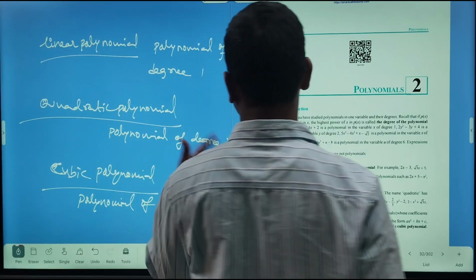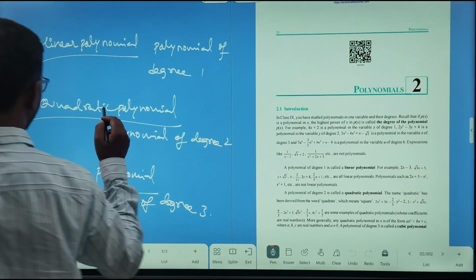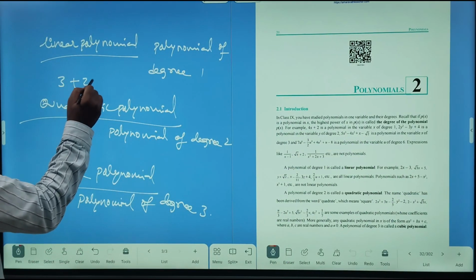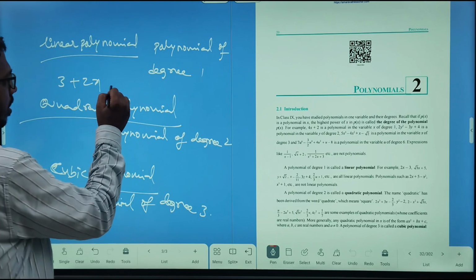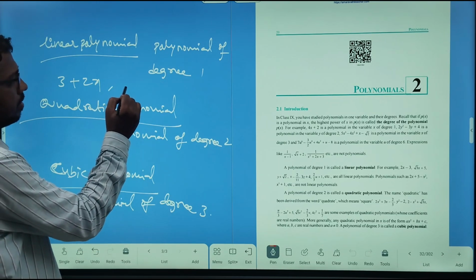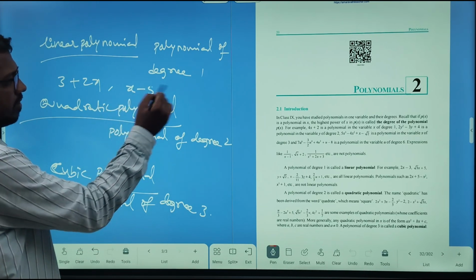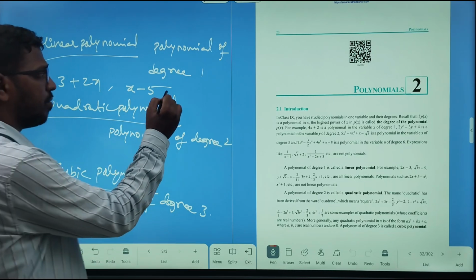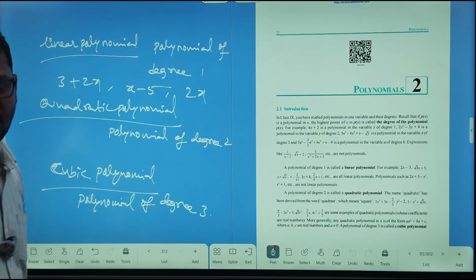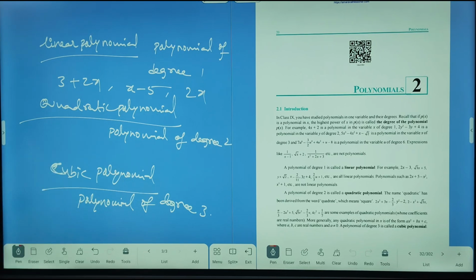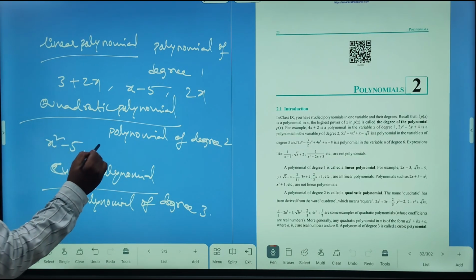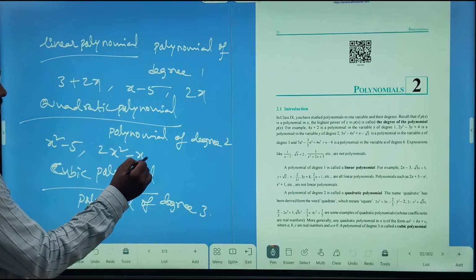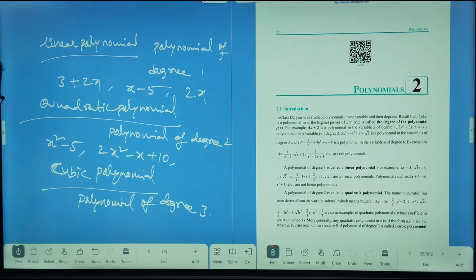So, examples you can take anything. Suppose for a linear polynomial, 3 plus 2x is one linear polynomial, or we can take x minus 5, it is a linear polynomial. Simply you can take 2x, it is also a linear polynomial. For a quadratic polynomial, you can take x square minus 5, this is a quadratic polynomial. 2x square minus x plus 10 is also an example of a quadratic polynomial, because the highest power is 2 for the variable x.